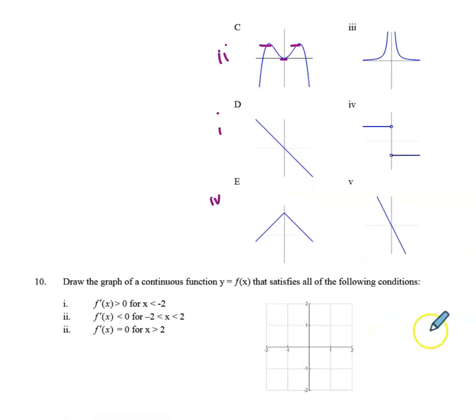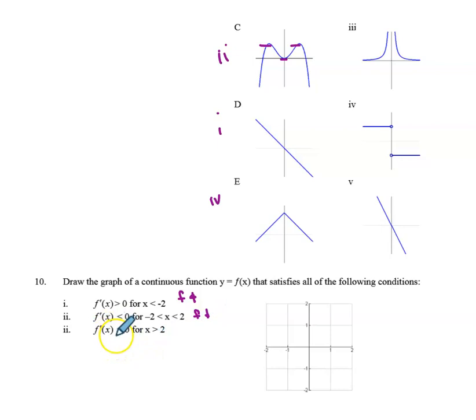Now this next problem asks us to draw a continuous function that satisfies all of these criteria. So where x is less than -2, we want the function to be increasing because the derivative is positive. So that means f is increasing on this interval. Then we want the derivative to be negative between -2 and 2. That means that the function is going to be decreasing.